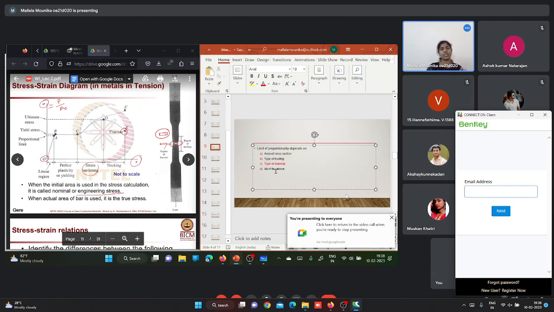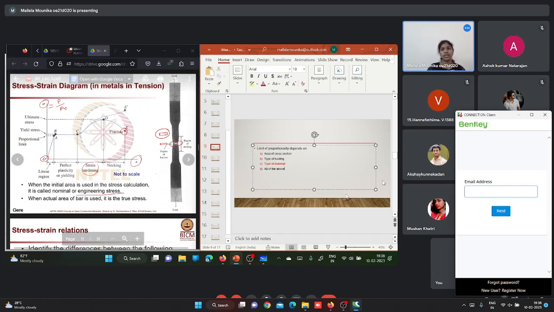Based on the material only, the characteristics will be changing. It doesn't depend on the type of loading or the area of the cross section. Only the type of the material which we have considered matters. Based on that, the limit of proportionality will change. For suppose you take some brittle material or some material which doesn't have that much elasticity, then this proportional limit will be lesser, and the linear range will be lesser in such a material.